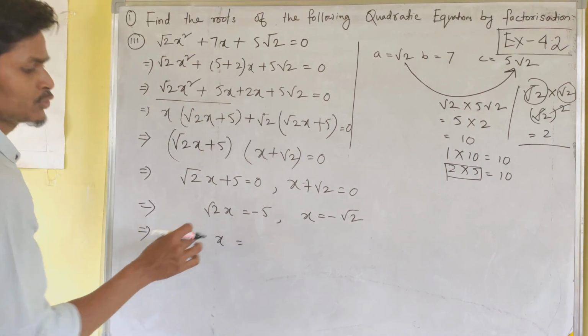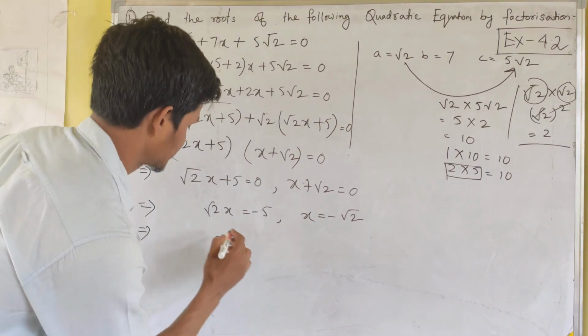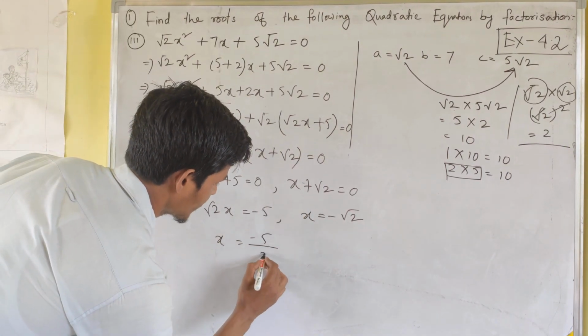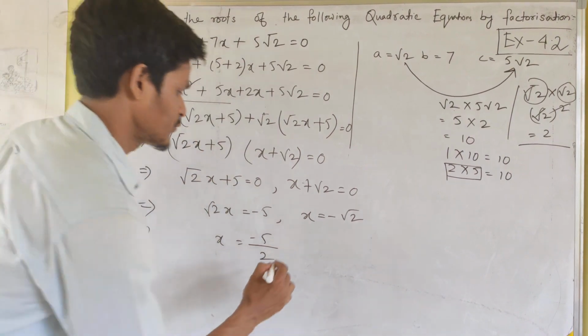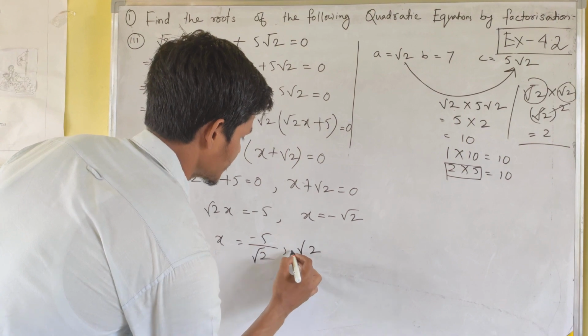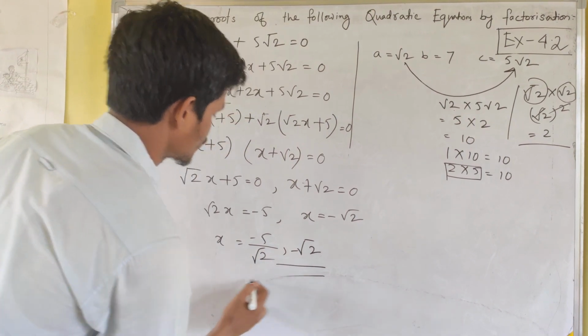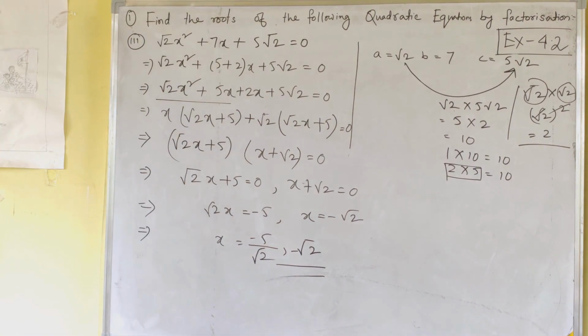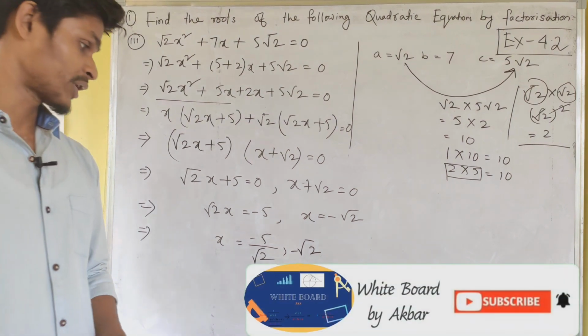Root 2 is multiplied with x, so if I take it to the right hand side, it will be divided, that is minus 5 by root 2, and minus root 2. So these are the two roots of the given quadratic equation. Thank you.